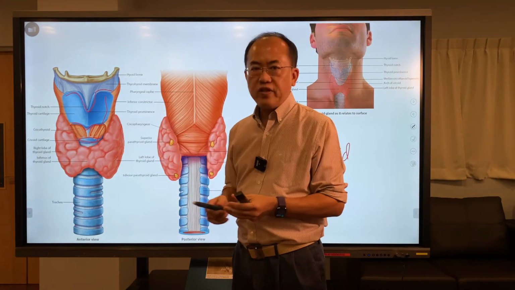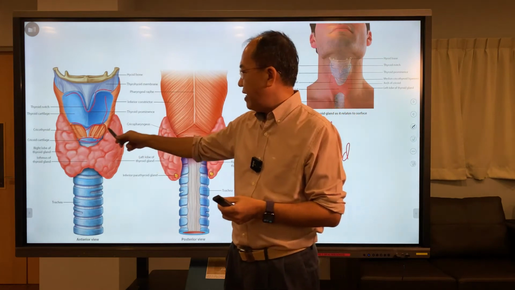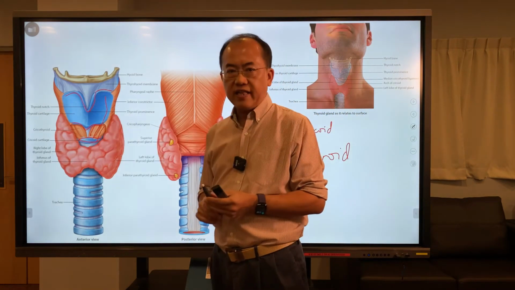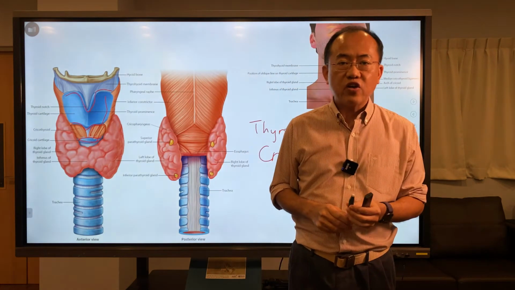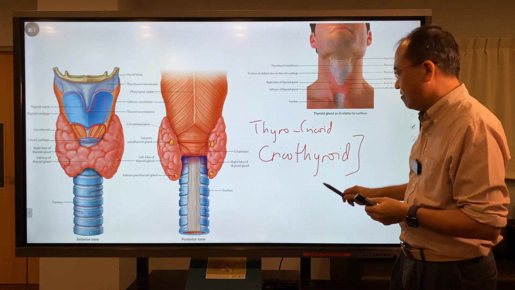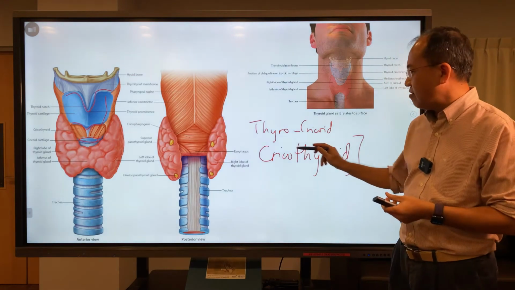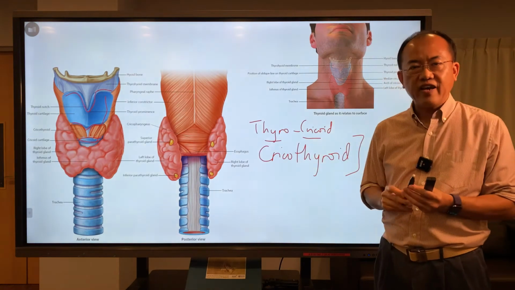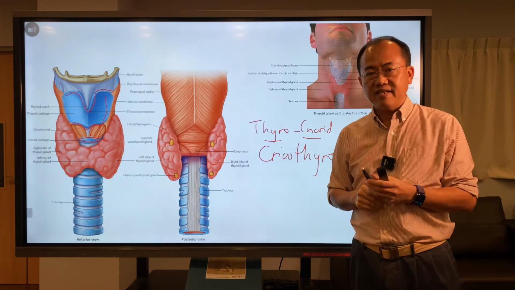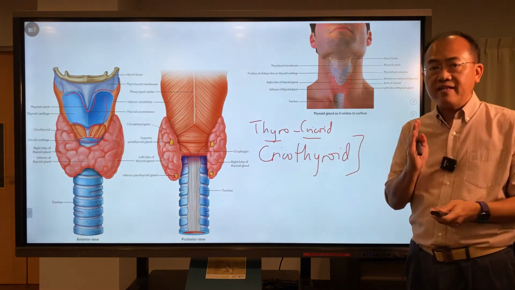It is deep to the thyroid gland, and it runs between the thyroid and the cricoid cartilage, and they are known as cricothyroid muscles. But during exam, sometimes you have mental block. Instead of putting cricothyroid, you put thyrocricoid. We give you some sympathetic marks, because you're applying the right principle.